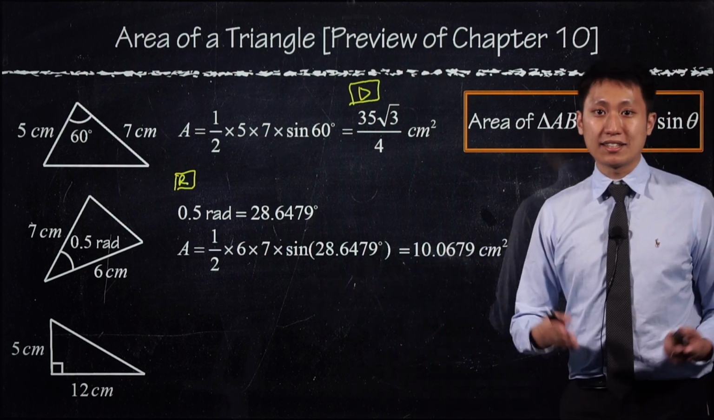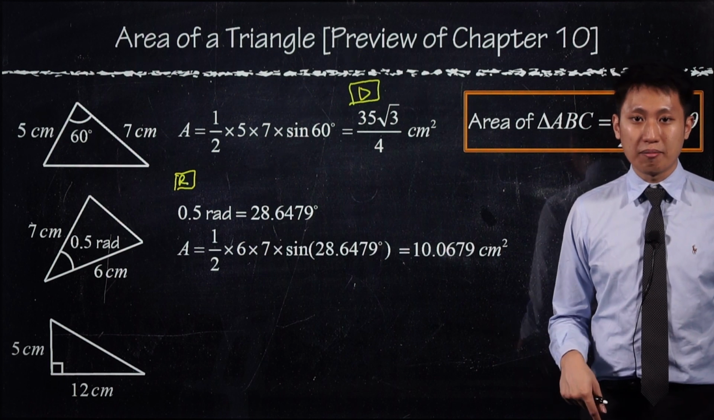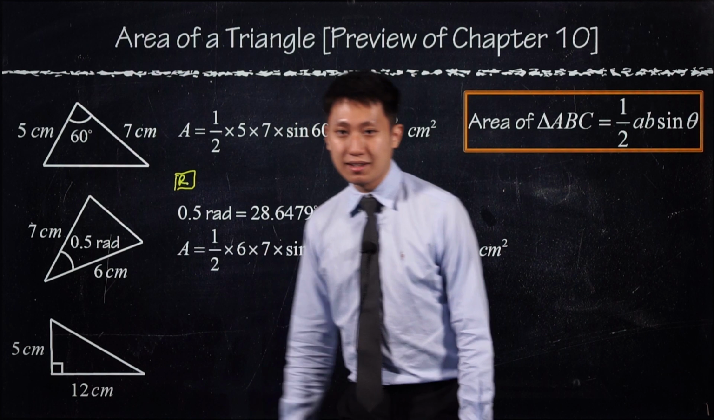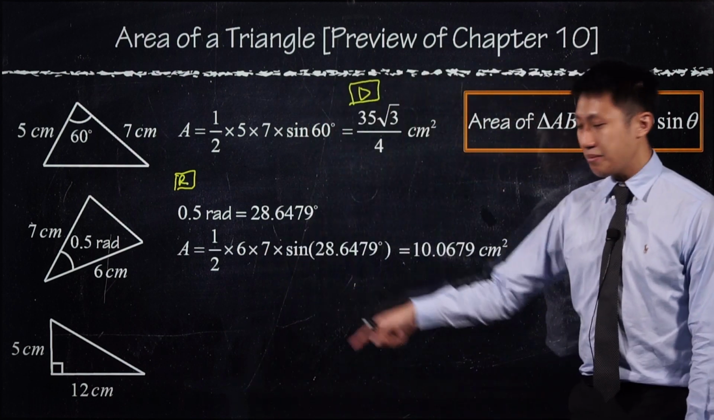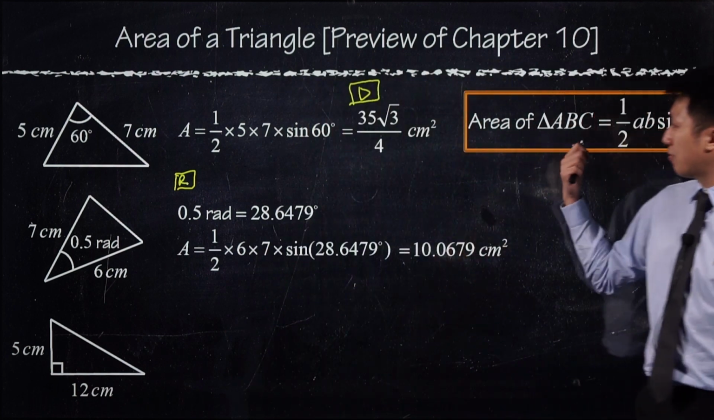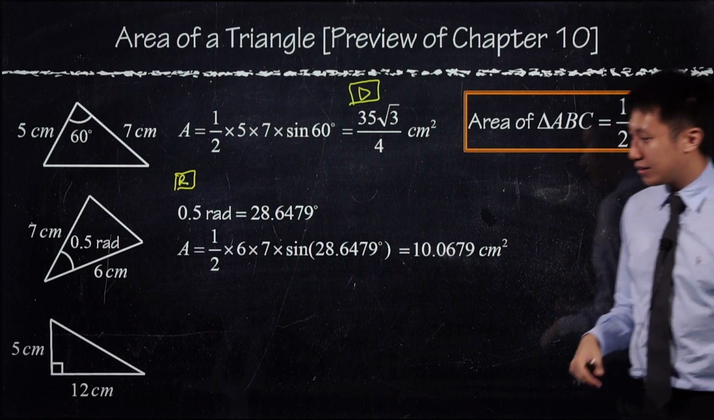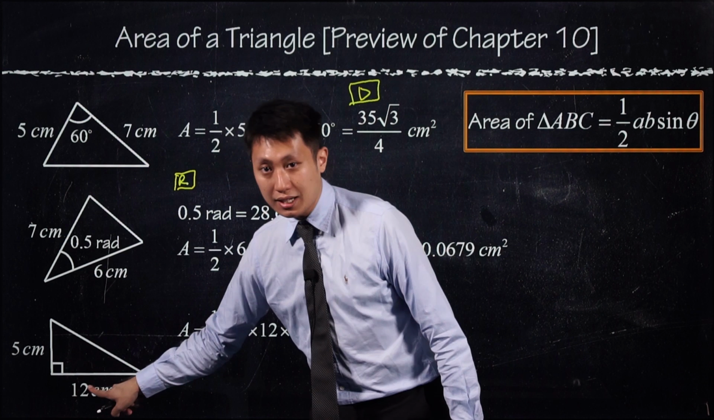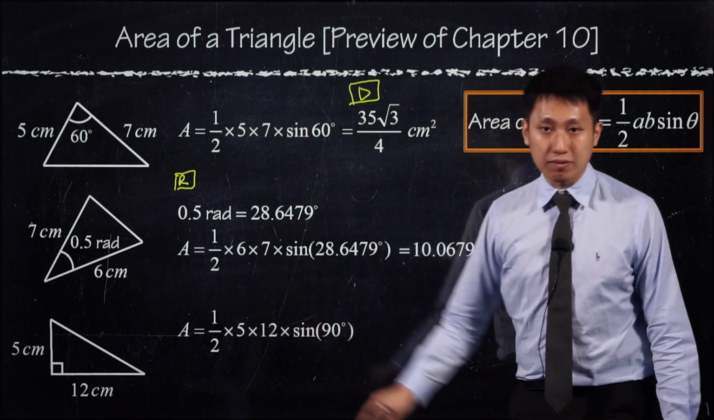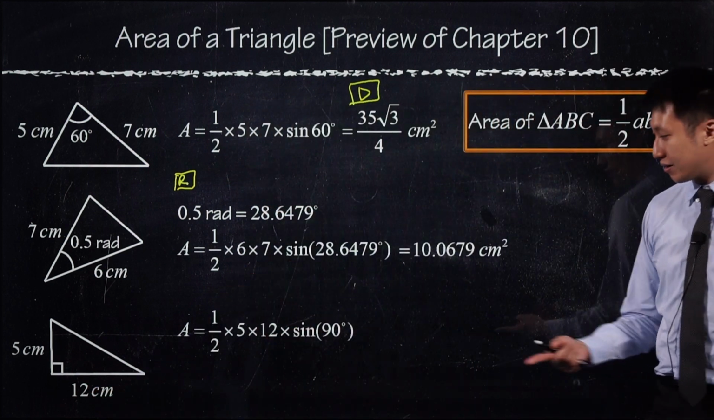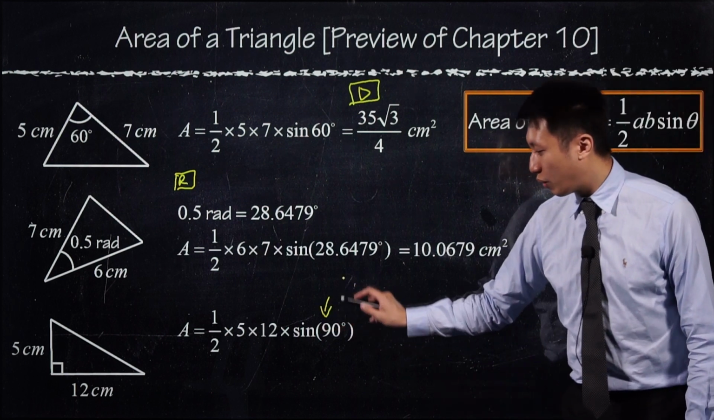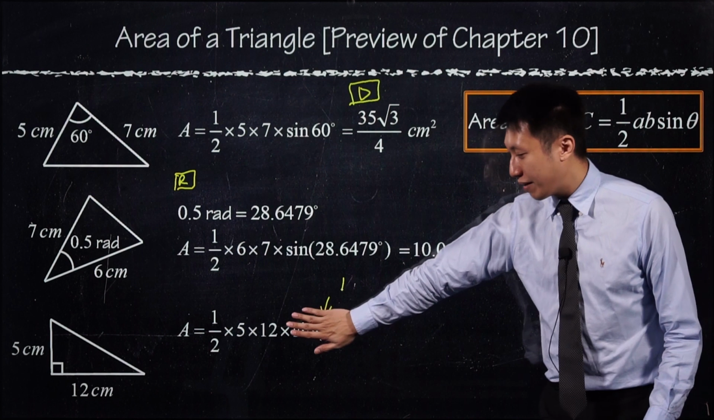Last one, it's a right triangle. Do you know the formula for this? It's half base times height. Let's think about this one in terms of the formula over here. What do you get? Half, this side times this side, then sine of 90. Right triangle, right? Sine of 90 gives you 1. So essentially, you only have this.